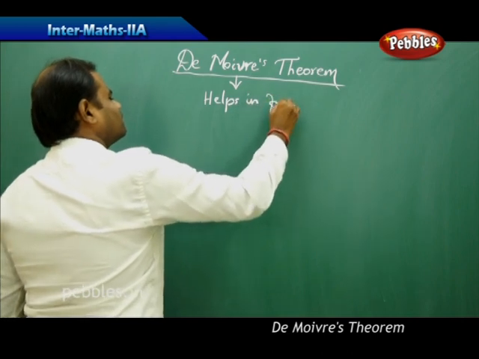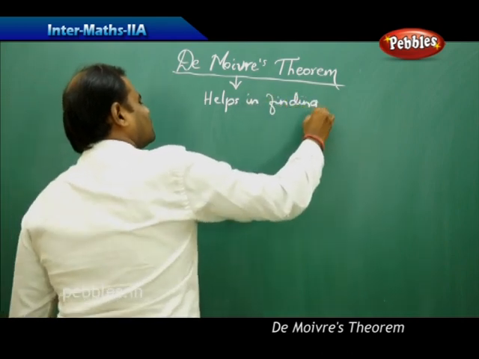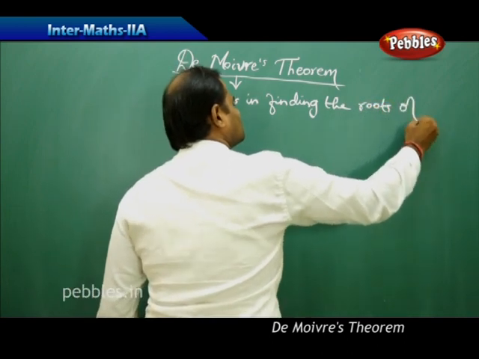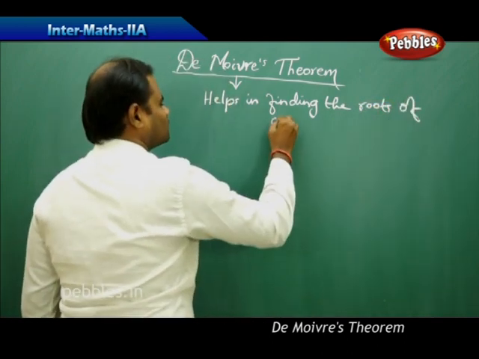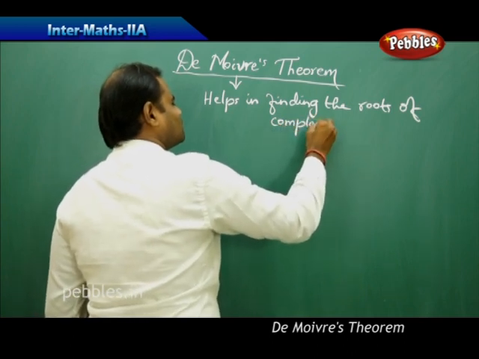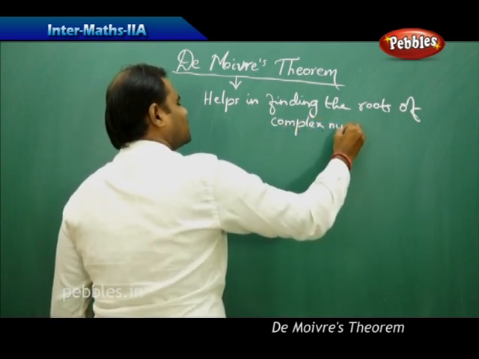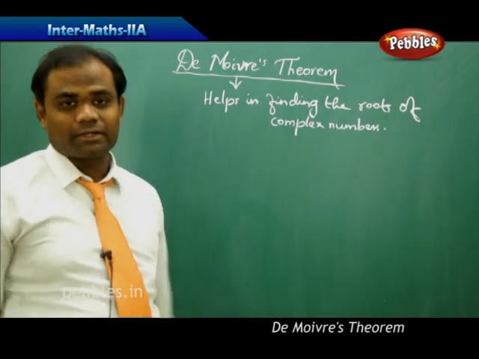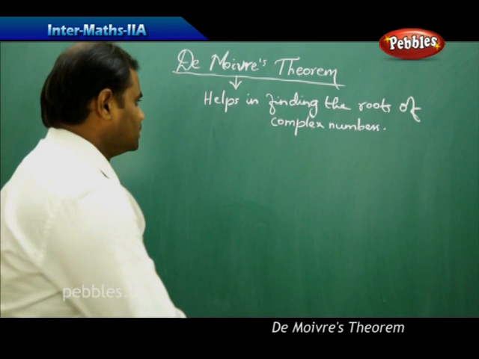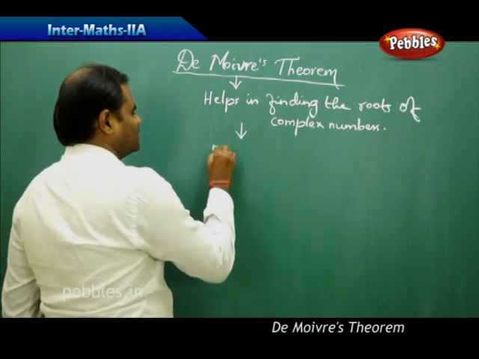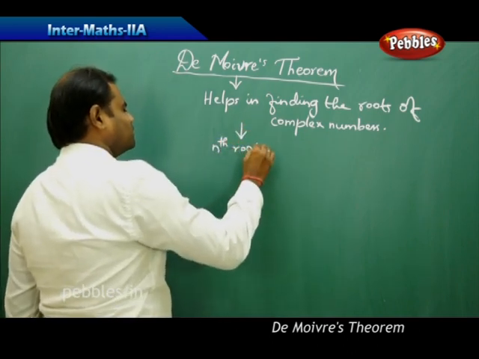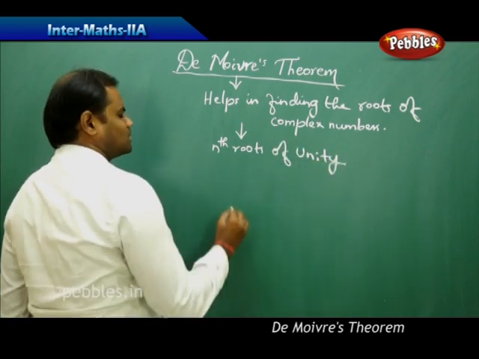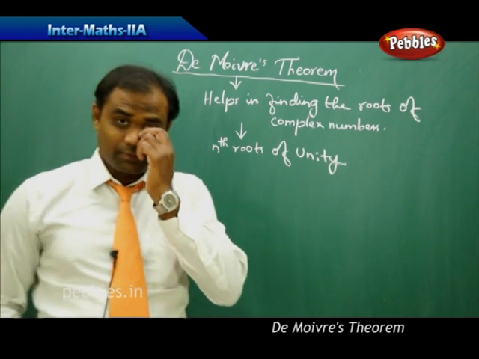in finding the roots of complex numbers. So it is used in finding the nth roots, especially in finding the nth roots of unity, is one of the most significant parts of De Moivre's theorem.